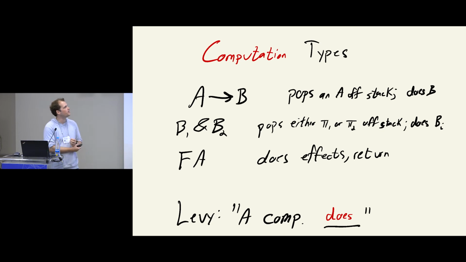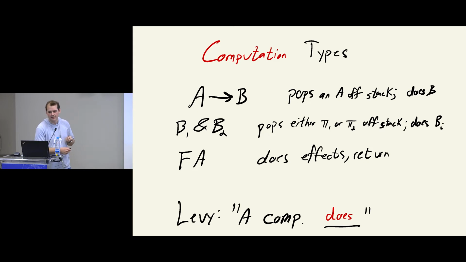Then we have the computation types. And so we describe a computation type by saying, what do computations of this type do? Okay, so first of all, we have the function type. And what it does is it pops an A value off of the stack, and then it proceeds to behave as the type B, okay?